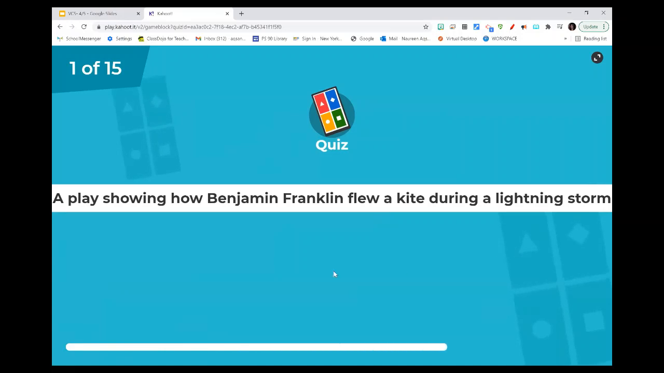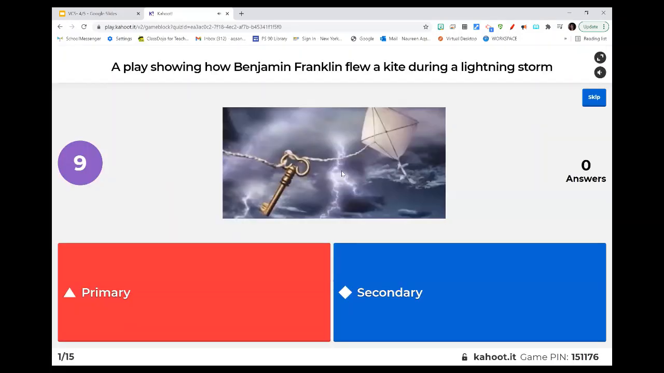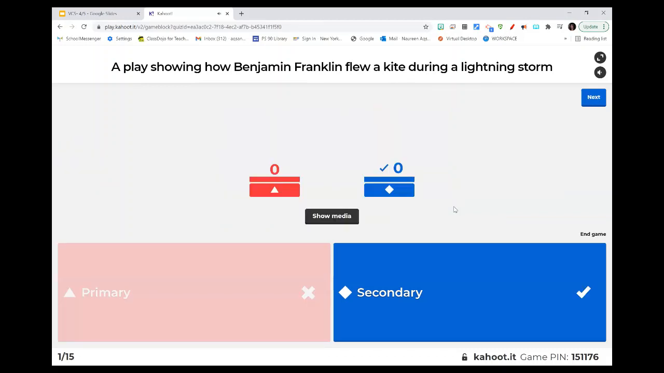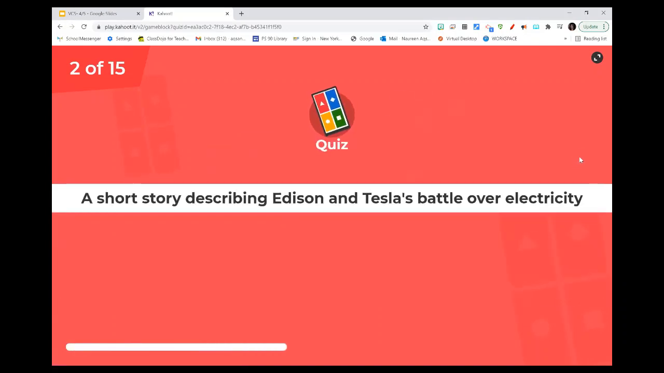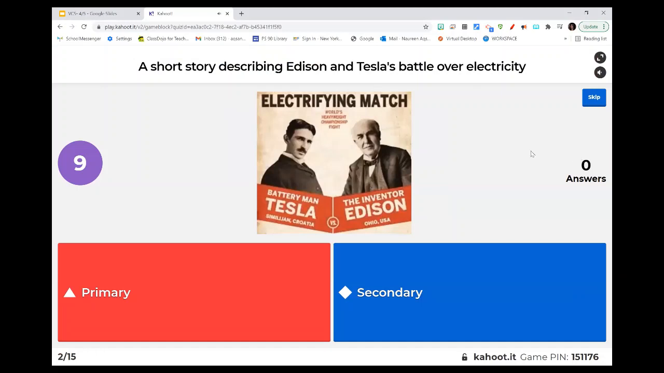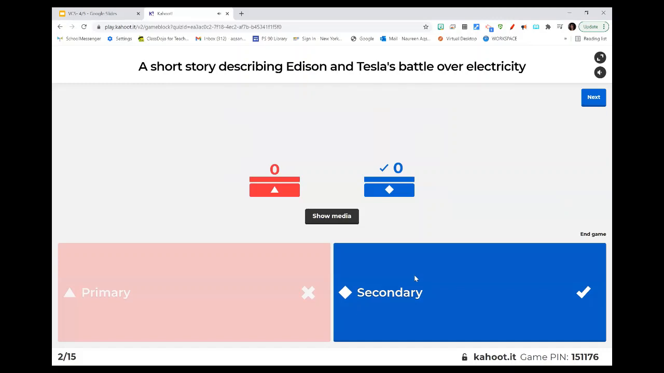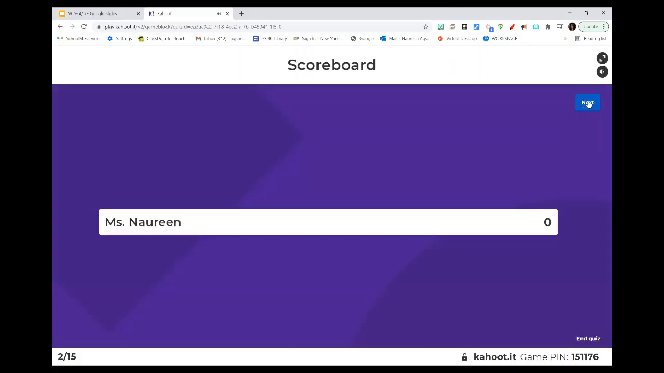First question, a play showing how Benjamin Franklin flew a kite during a lightning storm. Is that a primary or a secondary source? You guessed it. It's a secondary source. The next question, a short story describing Edison and Tesla's battle over electricity. Is that a primary or a secondary source? There you go. It is a secondary source.